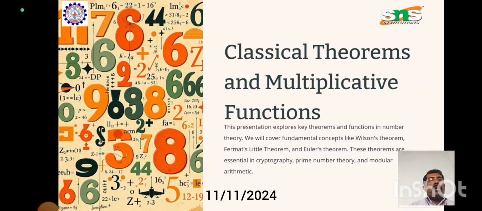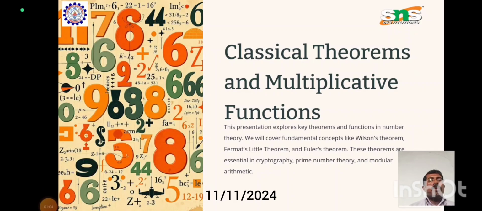If I want to talk more on this, you can say that Wilson's theorem, Fermat's little theorem and Euler's theorem play a fundamental role in the concept of congruence, working with prime numbers and working with prime numbers in congruence.